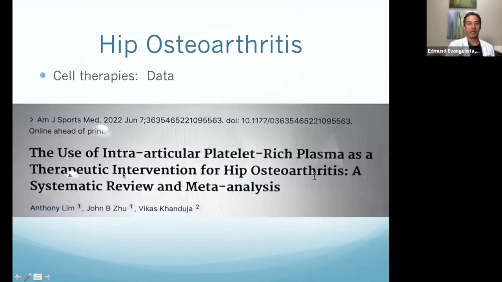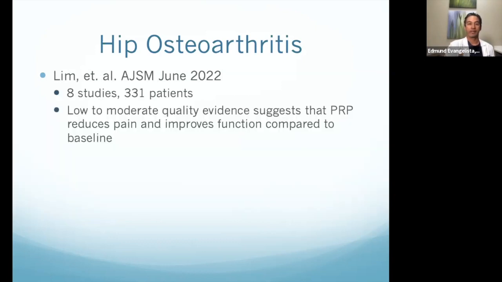This study was another systematic review published in the American Journal of Sports Medicine, June of 2022, looking specifically at PRP for hip osteoarthritis. It looked at 8 different studies where they used PRP for hip osteoarthritis, a total of 331 patients, and they concluded that there was low to moderate quality evidence suggesting that PRP reduces pain and improves function compared to baseline.